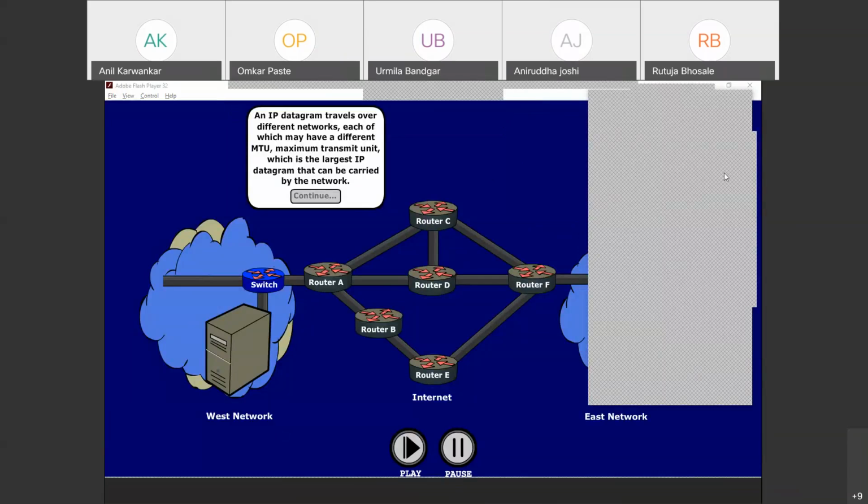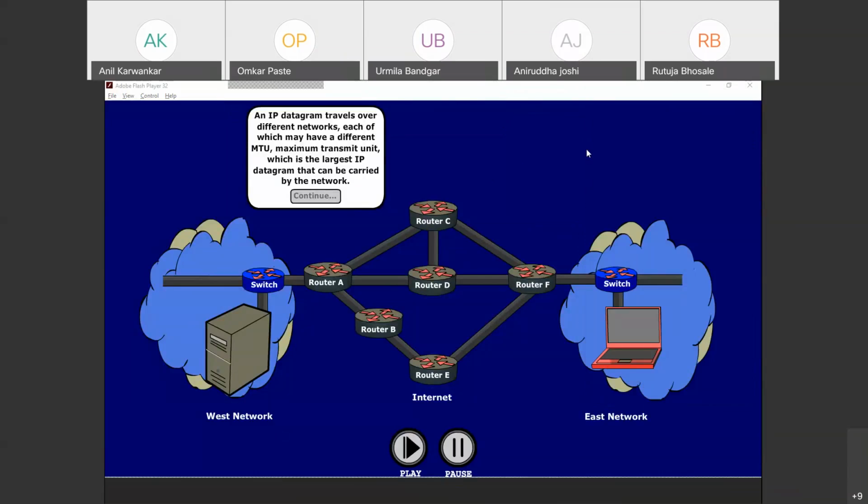What I was telling is, we'll see a demonstration associated with the IP datagram: how the IP datagram propagates over the network, and how the datagram is fragmented based on the maximum transfer unit or maximum transmit unit. Here we have an east network and a west network.